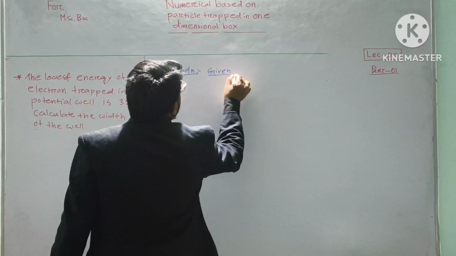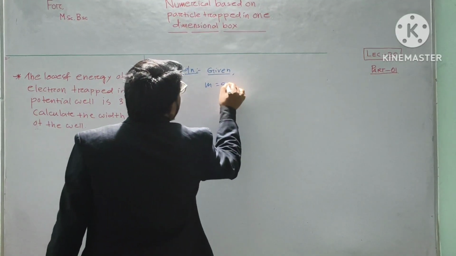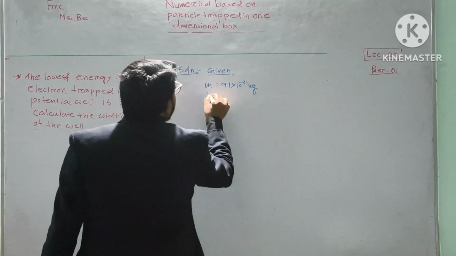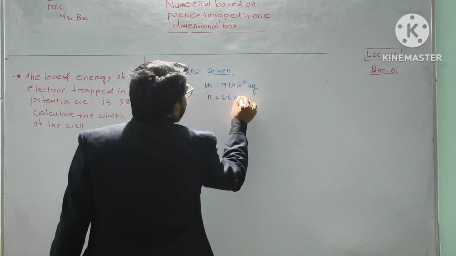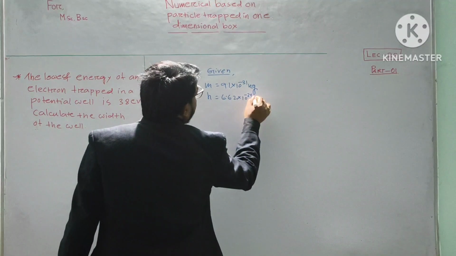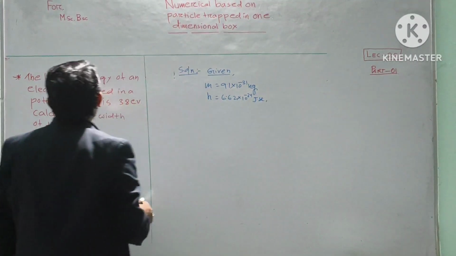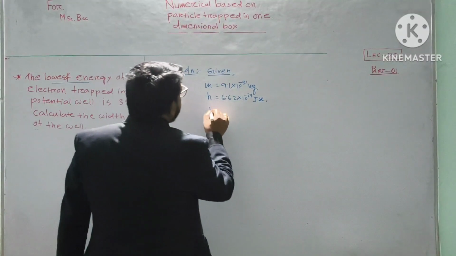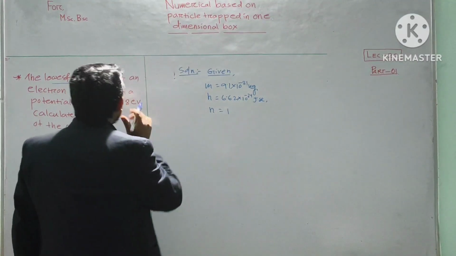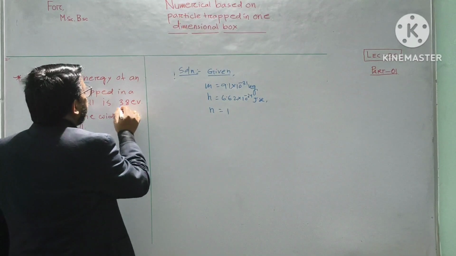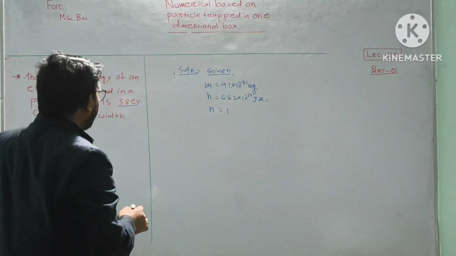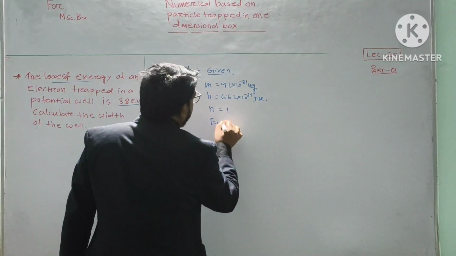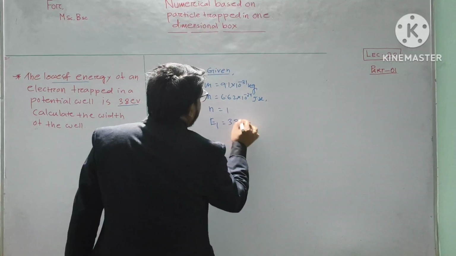The particle is an electron, this is clear. So the mass of the electron equals 9.1 into 10 to the power minus 31 kg. And also Planck constant is equal to 6.62 into 10 to the power minus 34 joule second. And the lowest energy is the ground state energy, so n equal 1. And the energy is 38 electron volt corresponding to the ground state. So we can write E1 equal 38 electron volt.